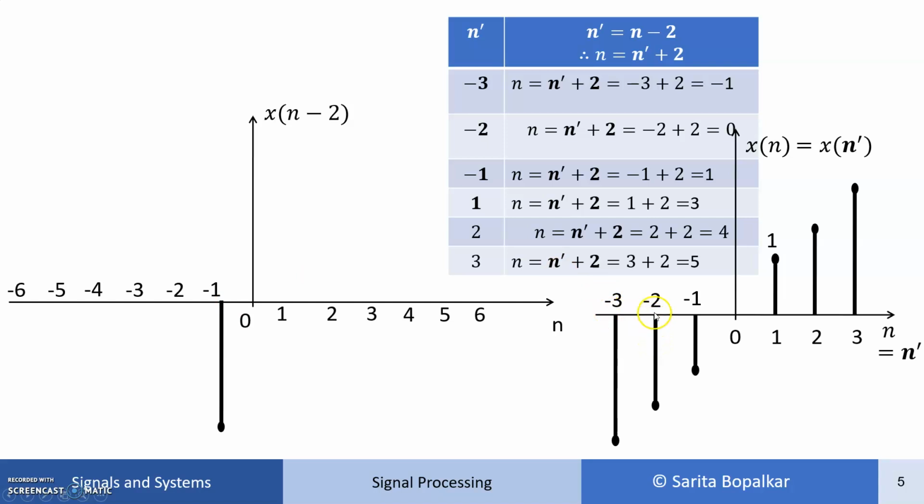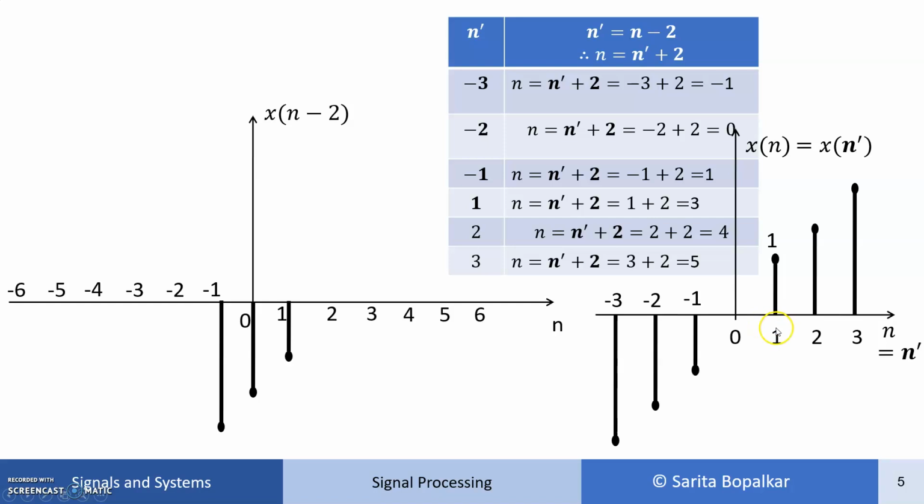Similarly, n dash is equal to minus 2 will shift towards the right by 2 time units, 1, 2, means it will come at n is equal to 0. You can check here using this formula. N dash is equal to minus 2, so n becomes 0. So n dash is equal to minus 2 amplitude gets shifted to n is equal to 0. Similarly, n dash is equal to minus 1 amplitude gets shifted to n is equal to 1. Shift towards the right by 1 time unit.